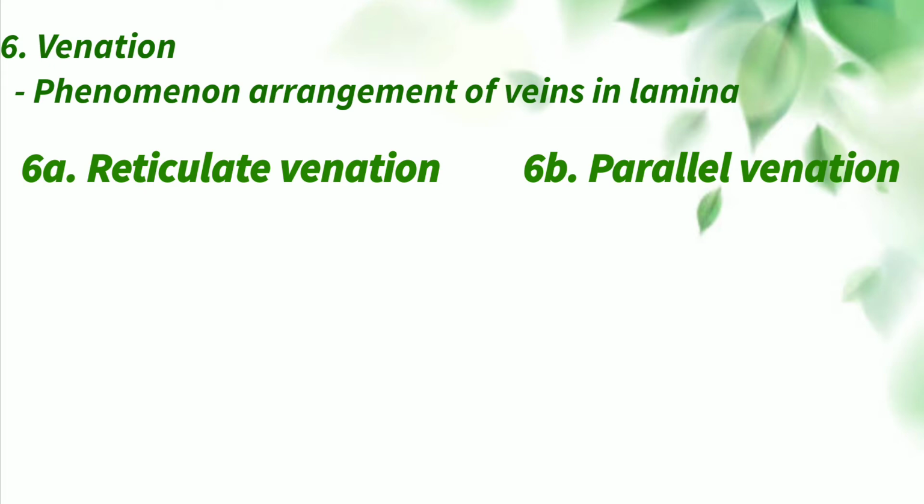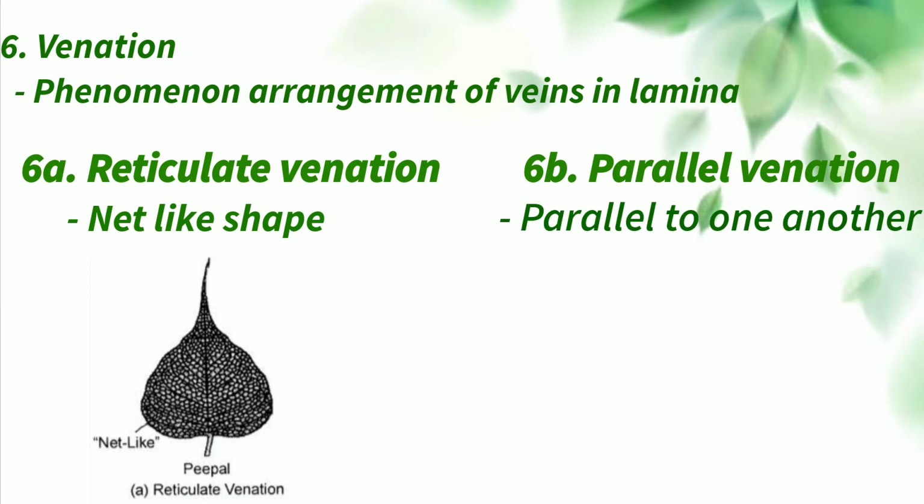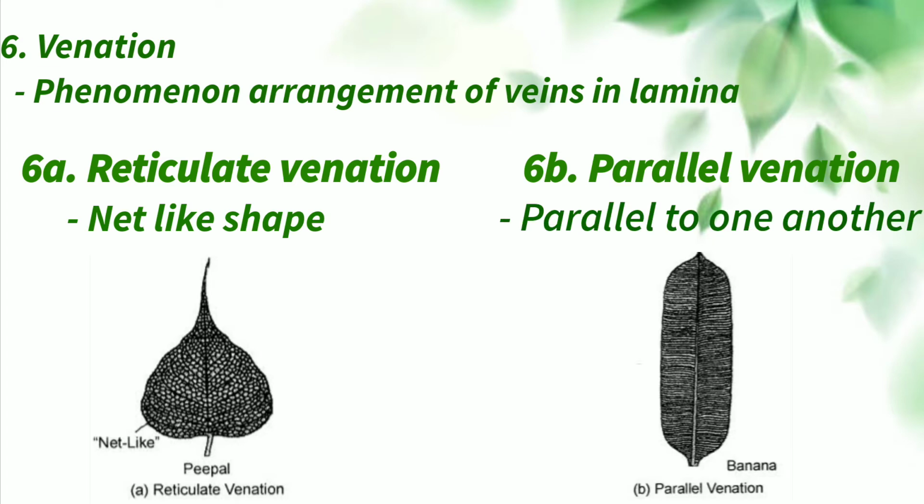In reticulate venation, the veins form a net-like shape on either side of the midrib. This type of venation is seen in dicots like guava, mango tree, etc. In parallel venation, the veins run parallel to one another. This type of venation is seen in monocots like banana, wheat, coconut, etc.